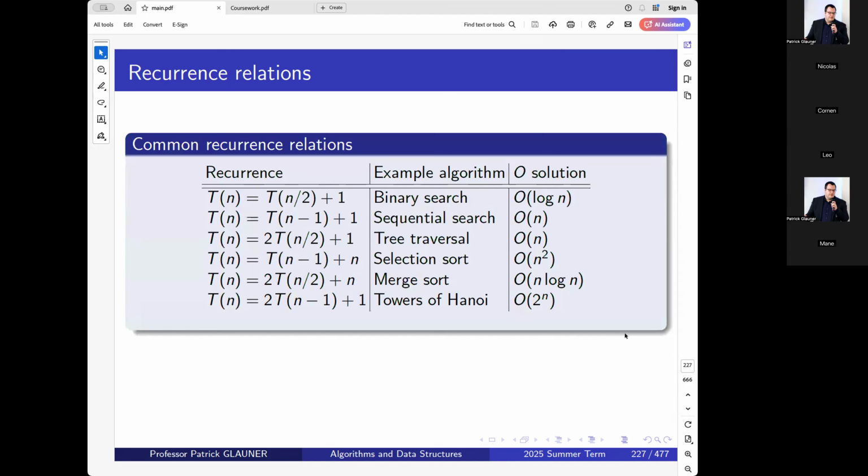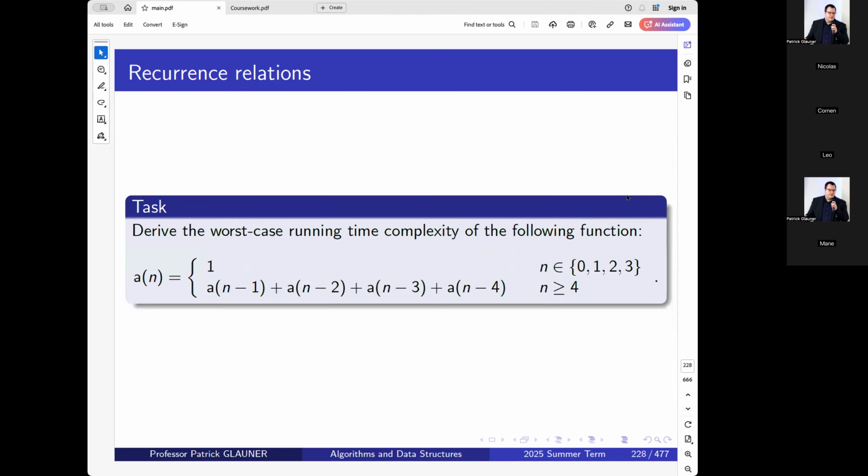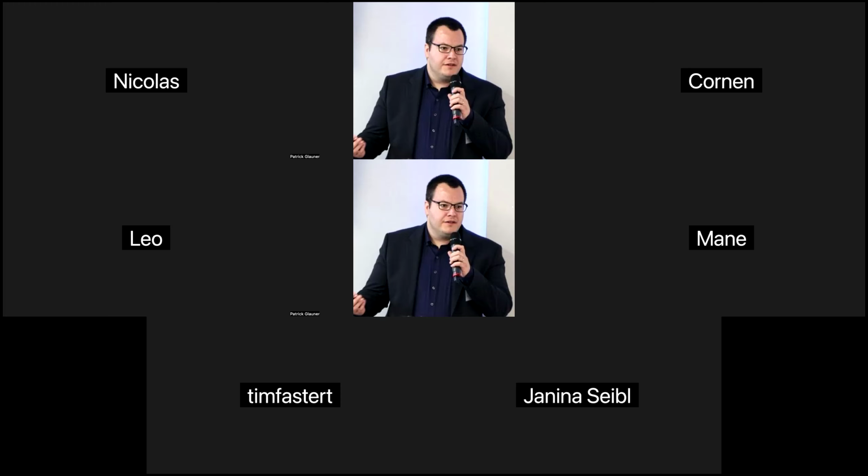And then there was a list of further recurrence relations, for example, for sequential search, for a tree traversal, the towers of Hanoi, and you're most welcome to solve them at home as well in order to see if you find the O solution. Then we finished at this slide here, and I will discuss this slide with you now in greater detail. And for this, I'm switching to the iPad.